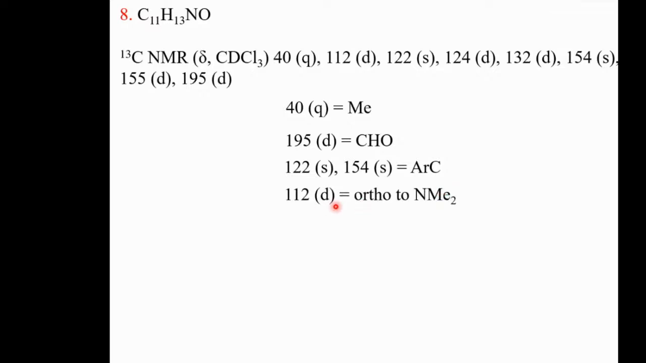Then at 112, we have a doublet. And that is the most shielded among the aromatic carbons. And that can be assigned to the ortho carbon, carbon ortho to the NMe2 group. At 152, we have again a doublet, most deshielded doublet. And that is certainly beta to CHO. You know, beta to CHO is electropositive. There is a delta positive charge. Michael addition takes place at the beta position of alpha beta unsaturated aldehyde. So the structure is now very clear. It is para N,N-dimethylamino cinnamaldehyde, right?